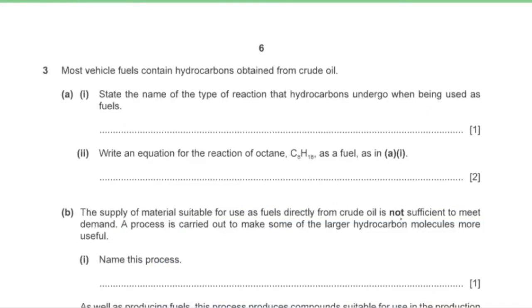Question number 3. Most vehicle fuels contain hydrocarbons obtained from crude oil. Part A1, state the name of the type of reaction that hydrocarbons undergo when being used as fuels. So that's combustion, because these fuels burn in oxygen. Part 2, write an equation for the reaction of octane as a fuel in A part 1. So combustion of C8H18, octane, would give carbon dioxide plus water. Here we're going to have 8, 9, and 25 by 2.